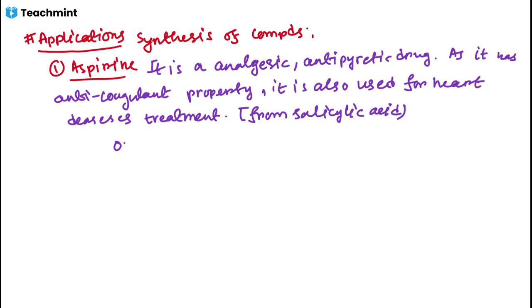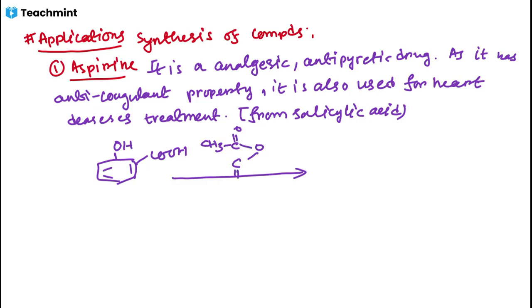What is the structure of salicylic acid? You know, orthohydroxybenzoic acid. When orthohydroxybenzoic acid reacts with acetic anhydride in presence of a few drops of concentrated H2SO4, thus we get the product.